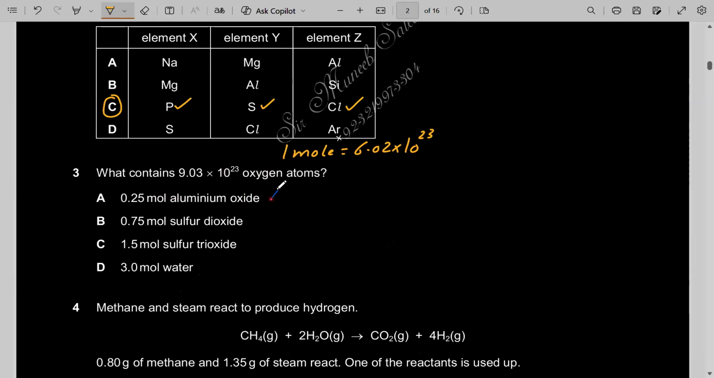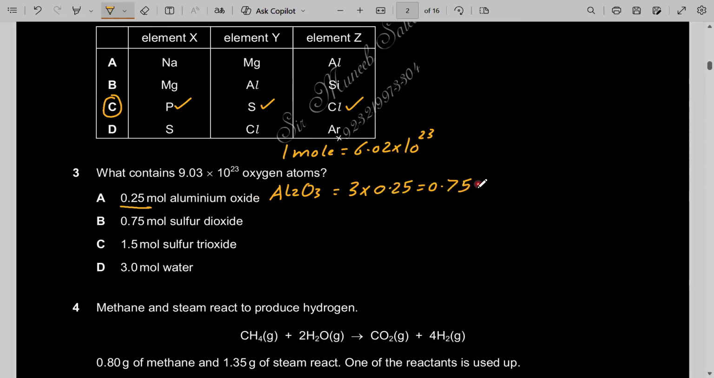So aluminum oxide formula is Al2O3. It will carry 3 oxygen atoms, which means the number of moles present in aluminum oxide is 0.25. And for oxygen atoms, it will be 3 times of that value, 3 times 0.25. So this is basically equal to 0.75.